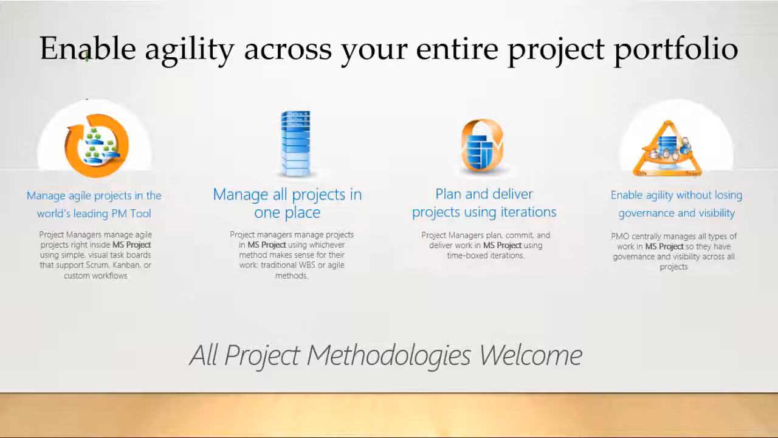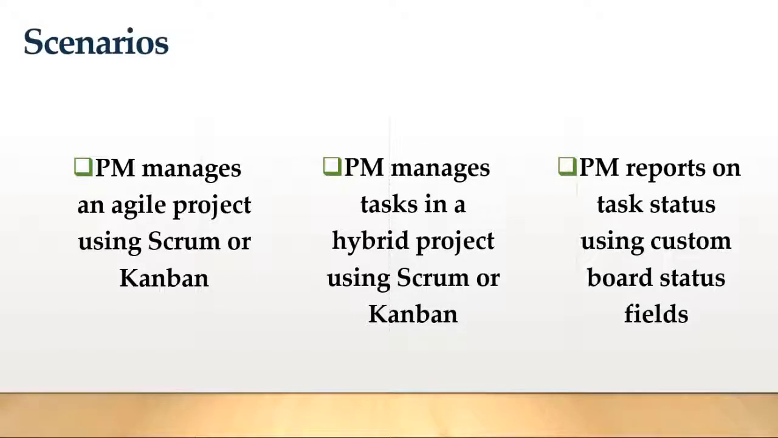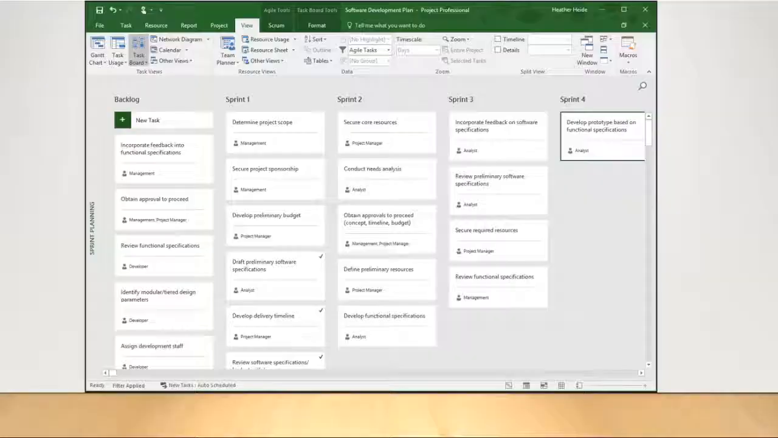What are the three scenarios that we're really shooting for with this first release? We want to not only let the PMs manage their regular waterfall projects, but a PM can manage an agile project using either Scrum or Kanban. A PM can manage tasks in a hybrid project using Scrum or Kanban. And a PM can report on task status using custom board status fields that they create that meet their specific needs. What does it look like?